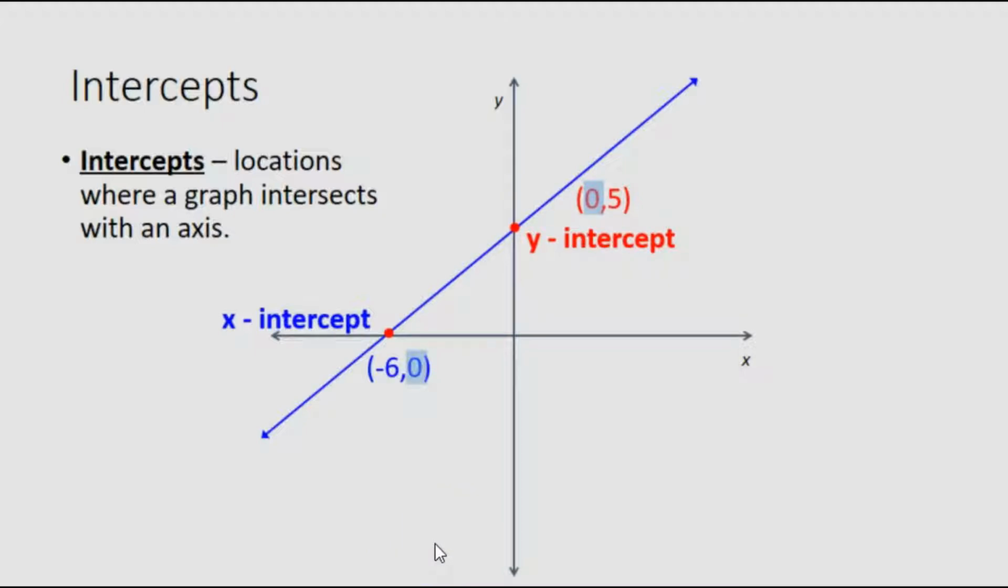Similarly, we have the same thing going on with the x-intercept. You'll note here that the y-coordinate is 0. It will always be 0 for an x-intercept, showing that there's no displacement in the y direction. That's what puts this point on the x-axis.